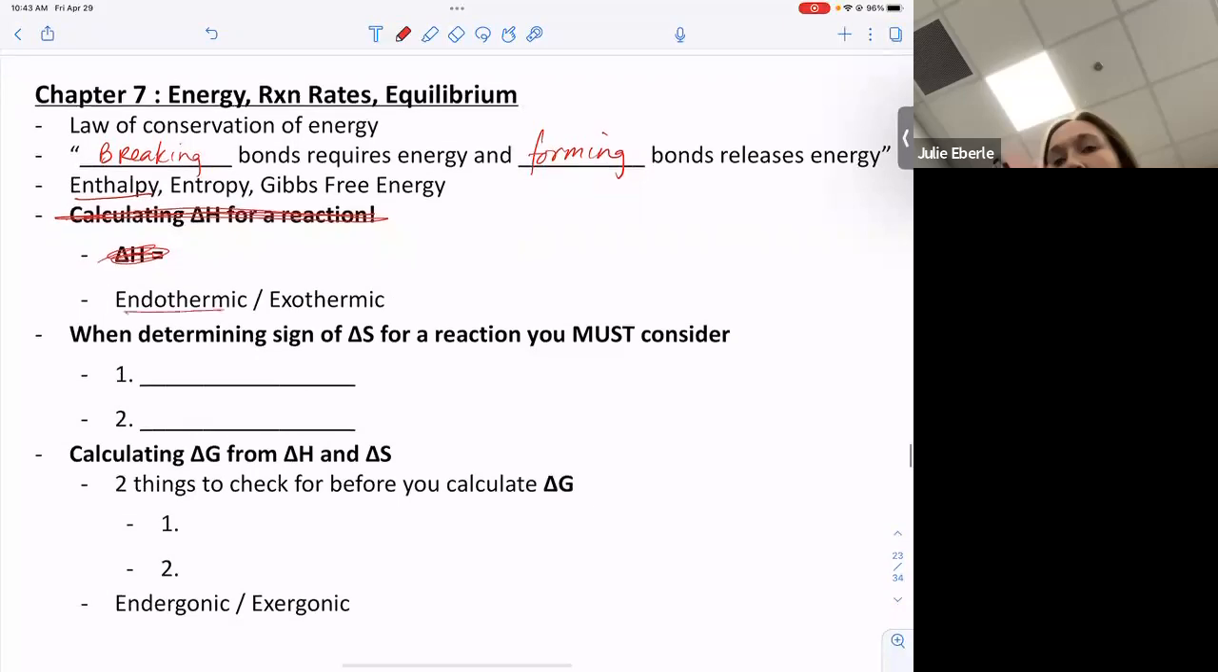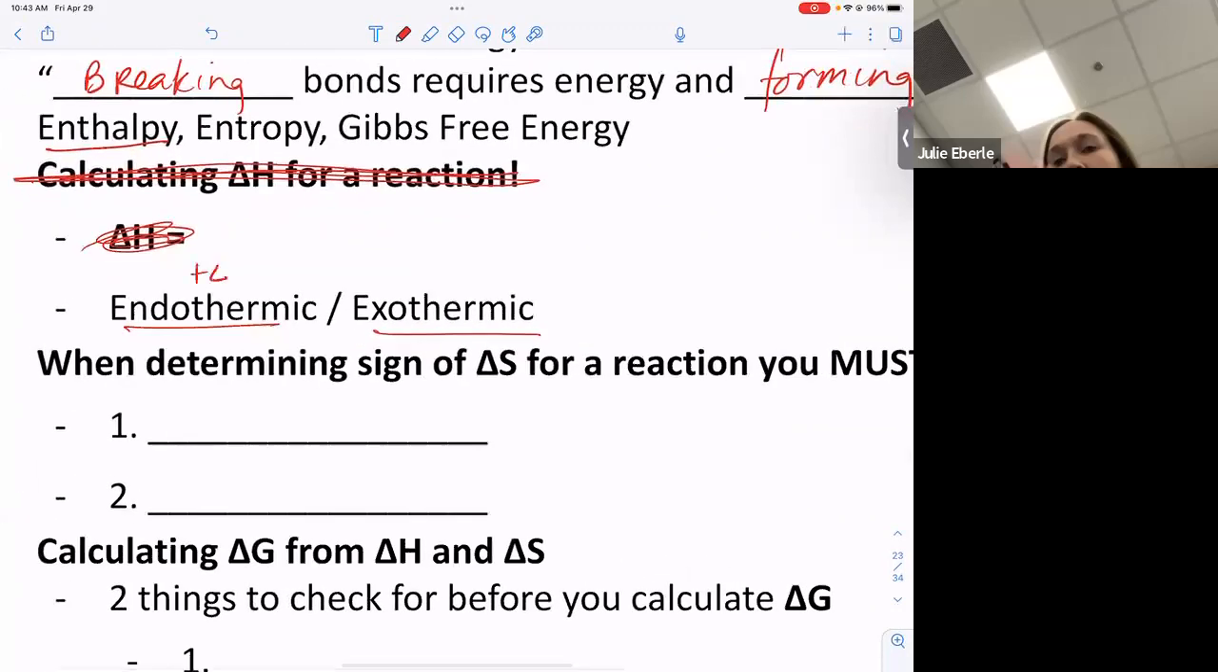So speaking of endothermic and exothermic, those were the overall summary words that I gave you so that you could look at a reaction or look at a given delta H or read a problem and determine if energy is being released or absorbed. So endothermic reactions, what kind of delta H do endothermic reactions have? Yeah, these have a positive delta H overall. So that means exothermic reactions have a negative delta H.